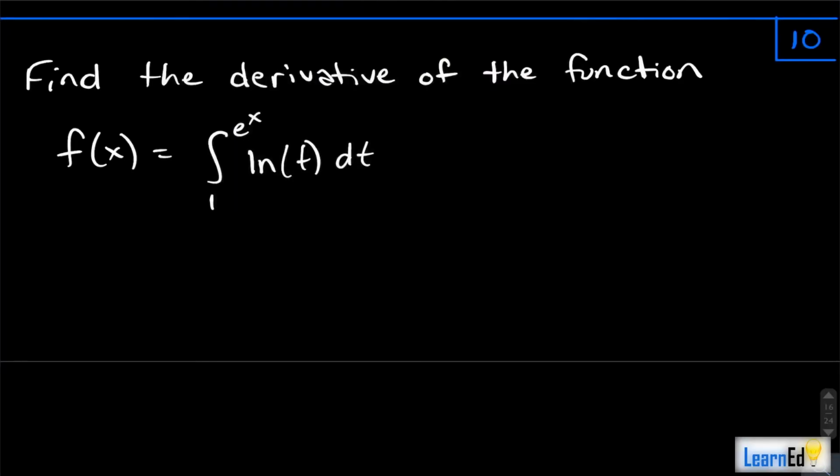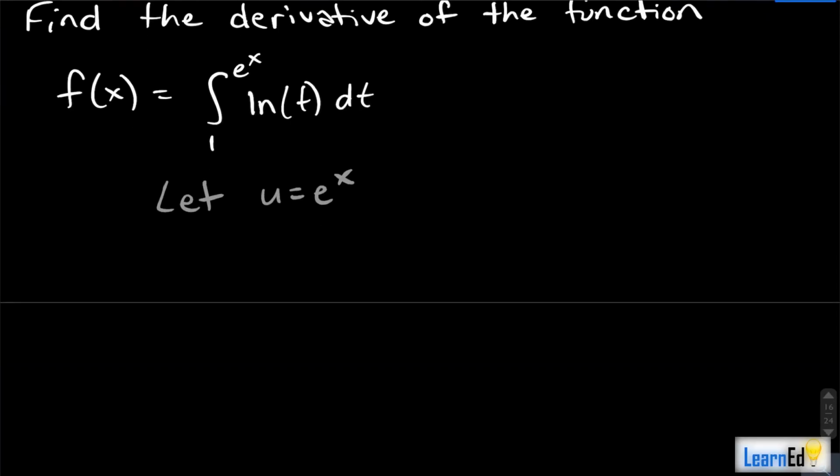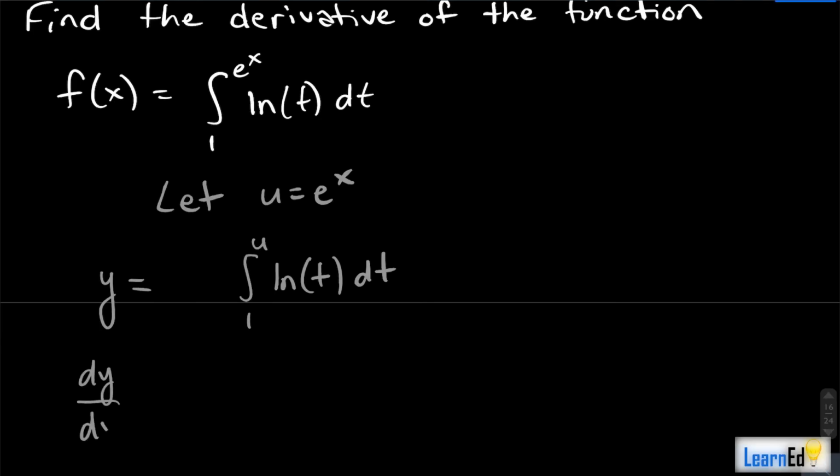So let's let u equal e to the x, and this becomes a little more obvious. Okay, so we can rewrite this as y equals, and I'll write y instead of f of x, because then we get an integral from 1 to the u of natural log of t dt. Now we'll have to take a derivative. We want to take a derivative on both sides. Eventually we want to find dy dx. So our goal is to find dy dx. So we take a derivative on both sides.